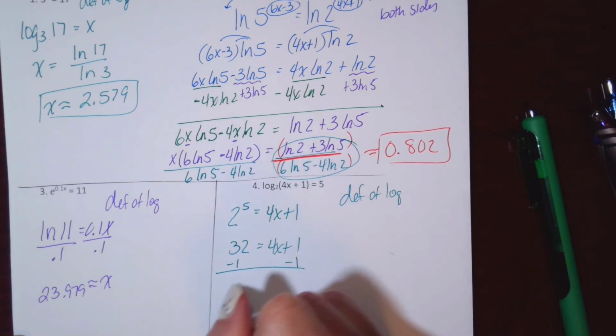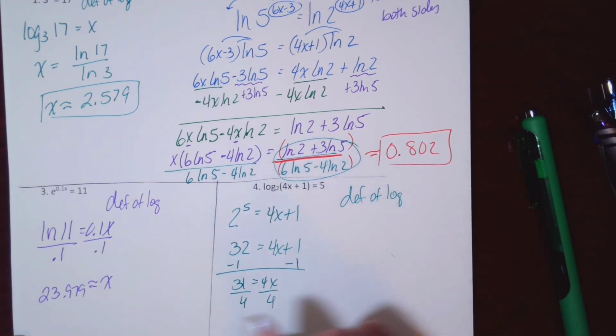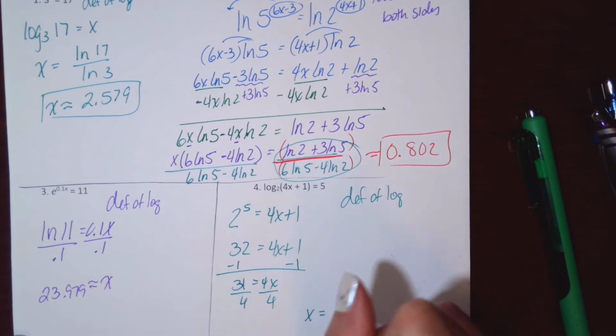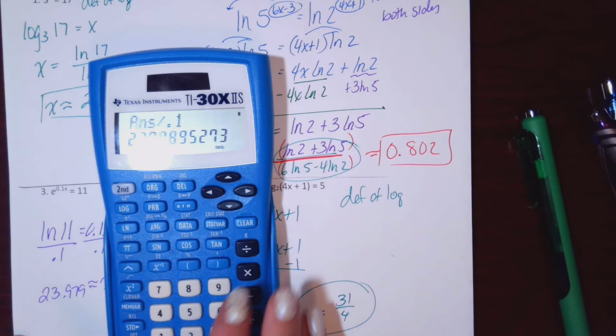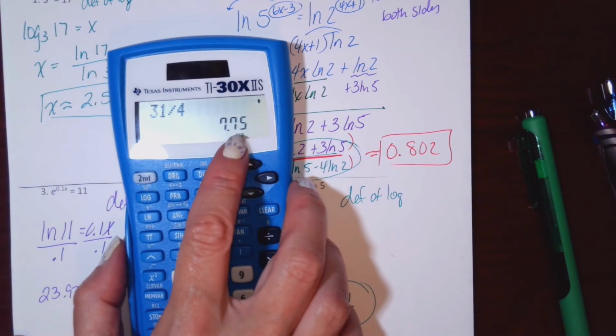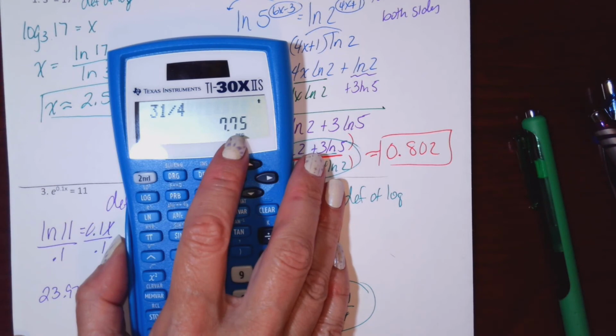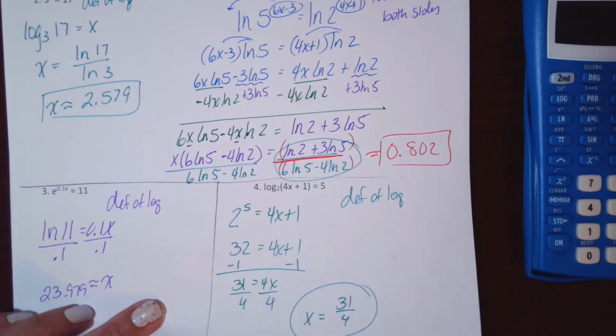So I'll subtract 1 from both sides and then divide by that coefficient. X is going to be equal to 31 divided by 4. And I'm going to leave it like that. If you do 31 divided by 4 in your calculator, it comes out to a nice decimal, 7.75. But unless you're told to change it to decimal form, go ahead and leave it as an improper fraction.